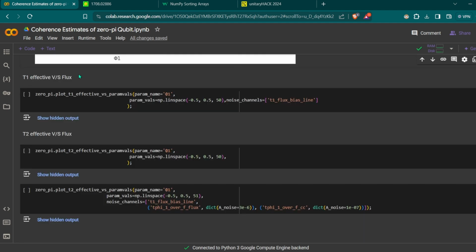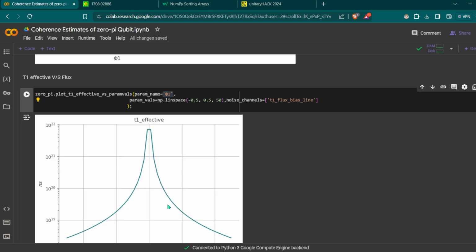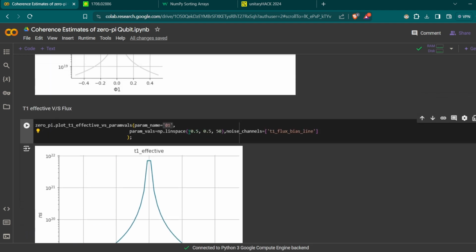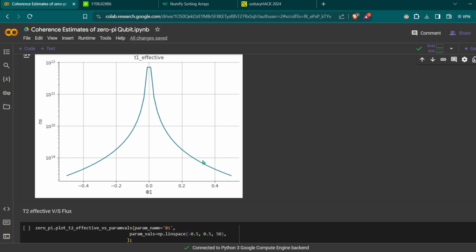Next, we have the T1 effective versus flux. As you have seen, T1 effective basically means the depolarization effect. If we plot the graph between our T1 effective versus parameter values, in our case phi1 or our flux, then we're going to get a graph such as this. You will see that this graph is not very smooth because I have used values between minus 0.5 and 50, and the noise channels are this. So we get the graph as such for T1 effective for the two axes, the time axis and the flux axis.